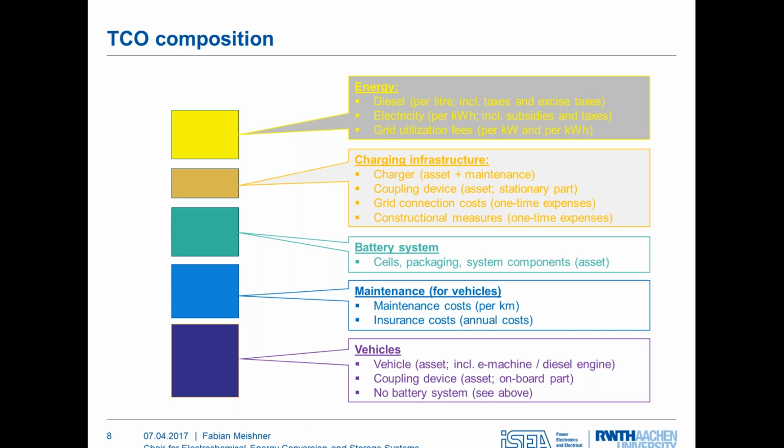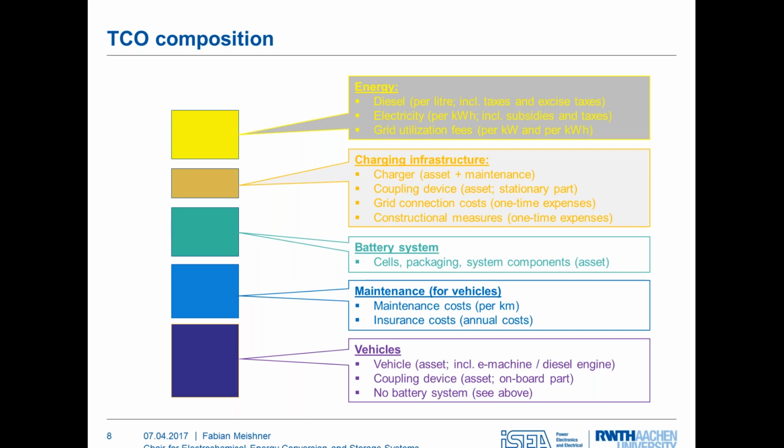Then one big point is the maintenance for the vehicles. So mainly the maintenance cost per kilometer or per year, and also insurance. Then the battery system, on cell level, for the packaging and for all the system components, and also regarding the lifetime, maybe for a second battery system that has to be installed in the bus. And then the charging infrastructure, so the main chargers, their main price, and also the maintenance for it. The stationary coupling device, which would be maybe such a tower for pantograph charging. Then, of course, the grid connection cost and constructional measures. These are only one-time expenses for building up the charging infrastructure.